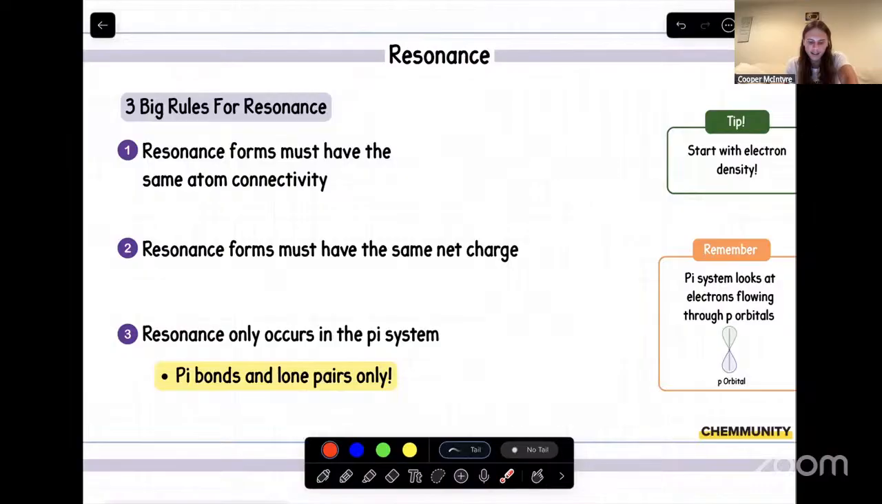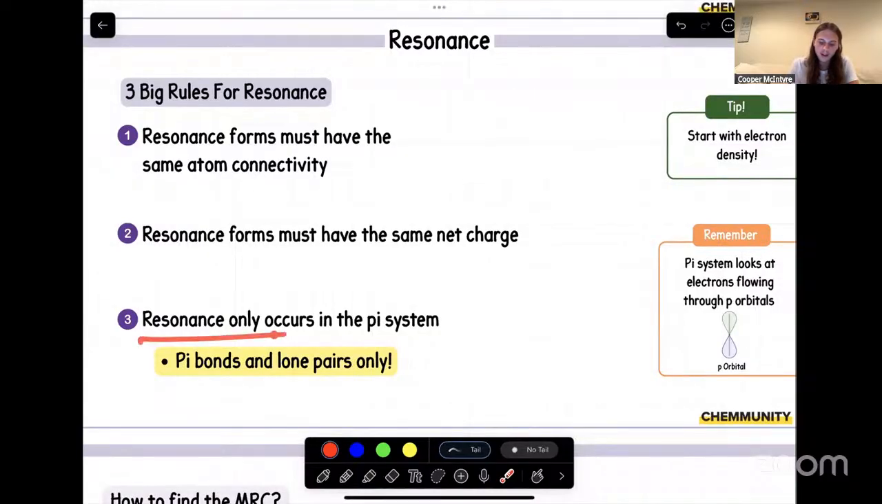And then the second thing we want to look out for is that resonance forms have the same net charge. So just say if our original resonance form starts with a negative charge, that means every single resonance form we make also needs a negative charge. And then lastly, resonance only occurs in the pi system.